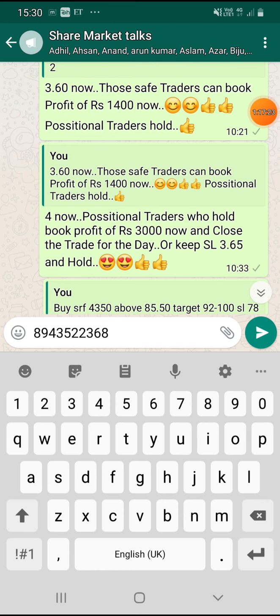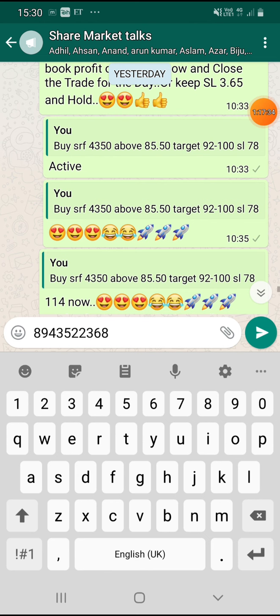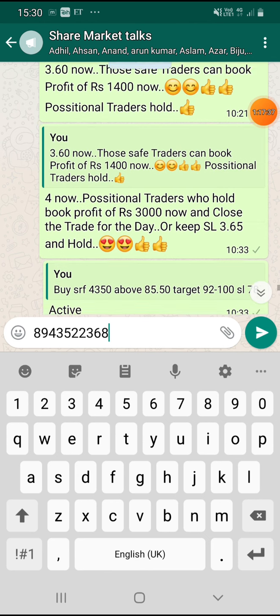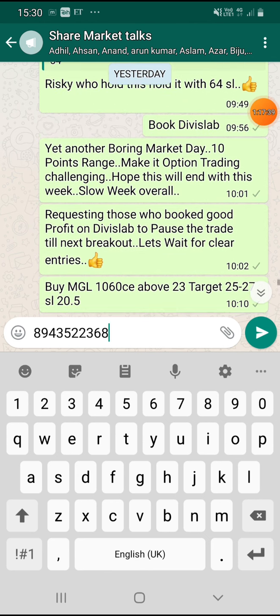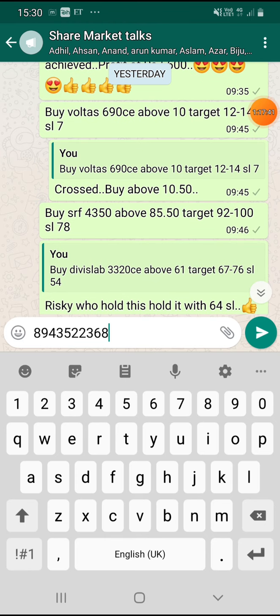I also requested positional traders to hold, and they hold it after 10 minutes. It is 4 and 3000 rupees profit. Next call, 3000 rupees profit. And SRF, that is yesterday's jackpot. We gave the SRF call. Okay, SRF call at 946.